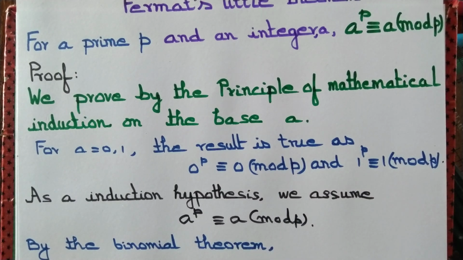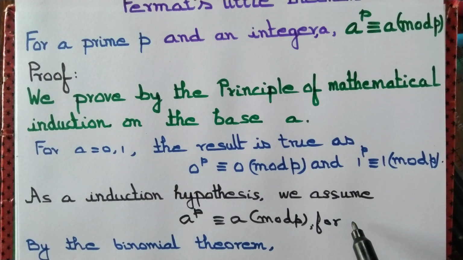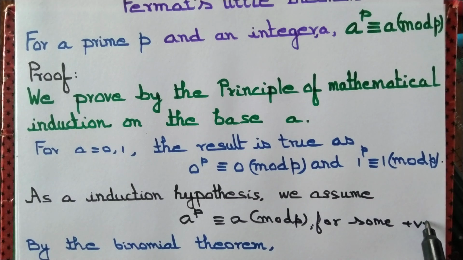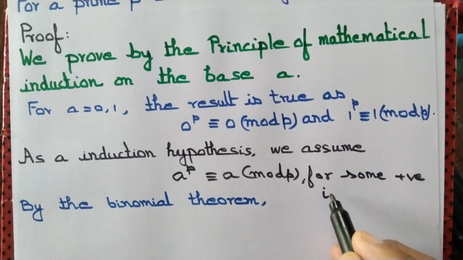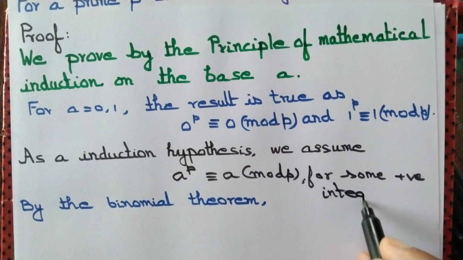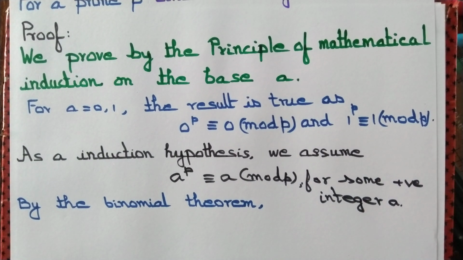So we can frame the induction hypothesis that a to the power p is congruent to a mod p for some positive integer a. We are not saying for every positive integer, for some positive integer a. So far so good. Now somehow we want to show that whenever Fermat's theorem is true for a, it's also true for a plus 1.